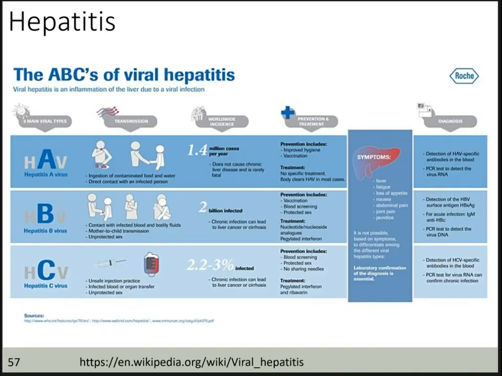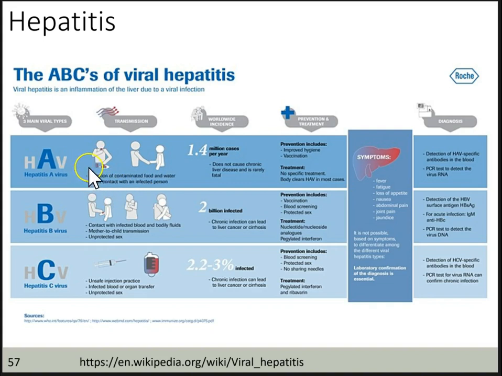Now, there are a number of viruses that can cause hepatitis, and this is a table contrasting hepatitis A virus, hepatitis B virus infections, and hepatitis C virus infections. And what's interesting is that although all of these cause infections of the liver and can cause jaundice, they are all very different in the way that they are obtained and the outcome.